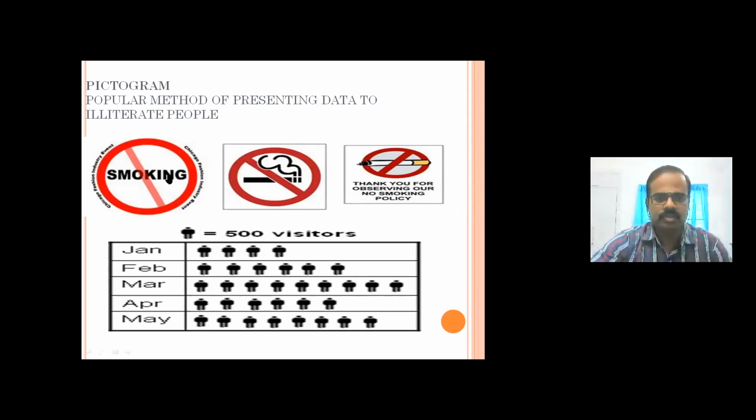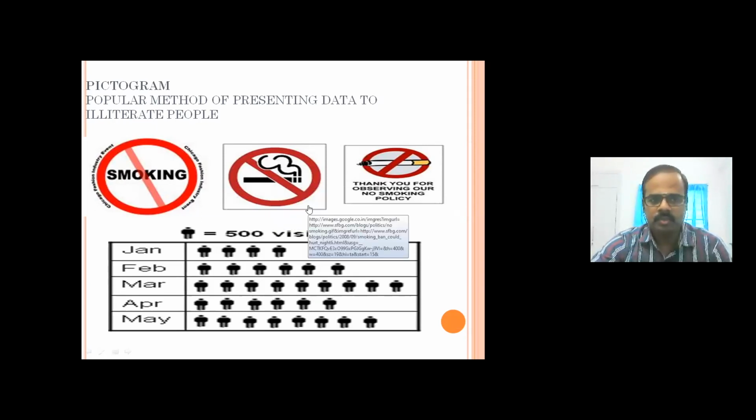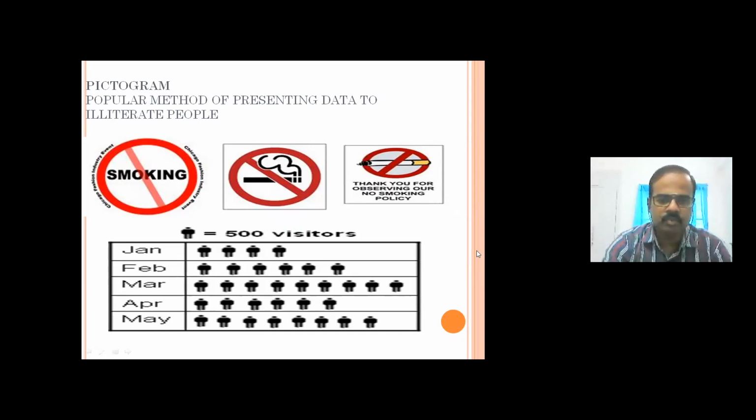For example, with a smoking sentence, sometimes illiterate people may not be able to read. So for them, this diagram is the answer to make them understand that this is a non-smoking area. Okay, right? So the pictogram is a popular method of presenting data, especially for illiterate people. I will move on to the next slide.